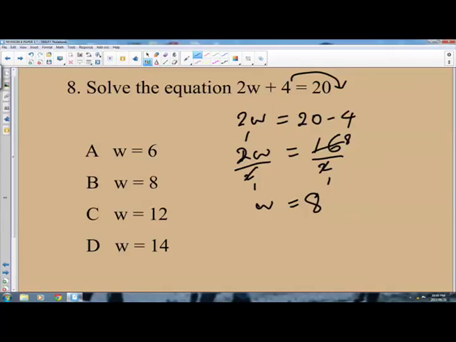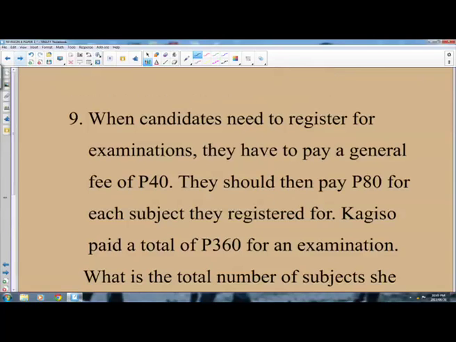Check from the alternatives. A, w equals 6. B, w equals 8. C, w equals 12. D, w equals 14. Upon solving this equation, we found w to be 8. So we will confidently circle B in this case, which says w equals 8. That's how we solve this equation. And then what about the next question?